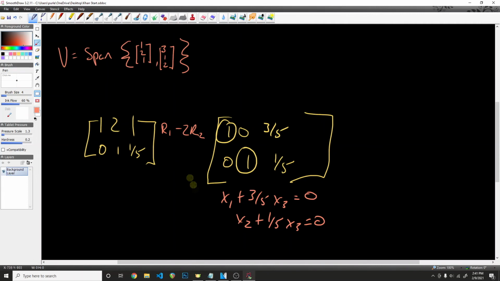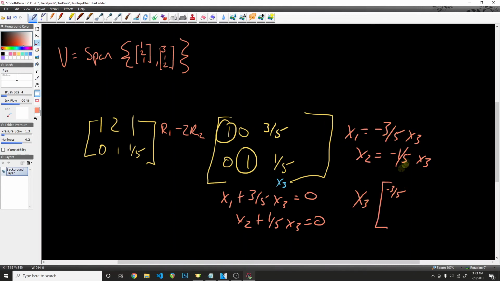And now if we just move everything over to the right, we get that x1 is equal to negative 3 over 5 x3, and x2 is equal to negative 1 over 5 x3. And we can see that x3 here is a free variable. So I'm going to write this in the form x3 and then negative 3 over 5 for the first one, negative 1 over 5 for the second one, and then 1 for the third one. And then this is going to be our answer that we were looking for.